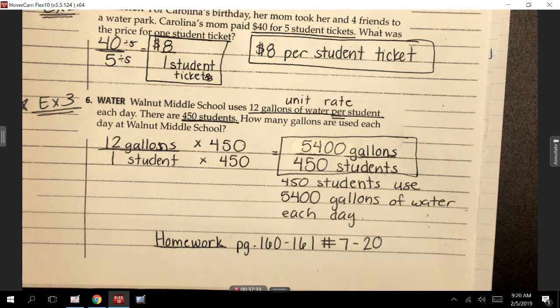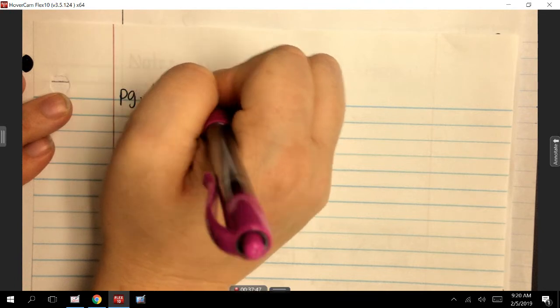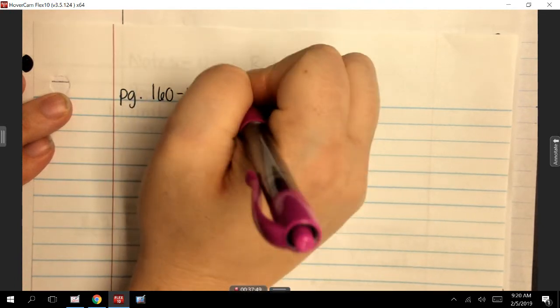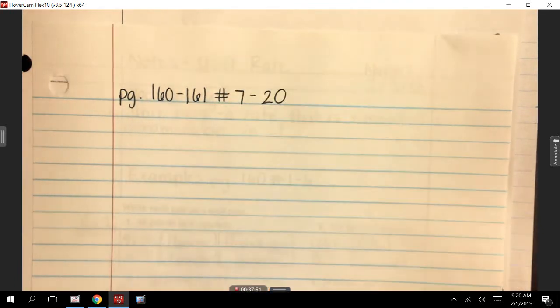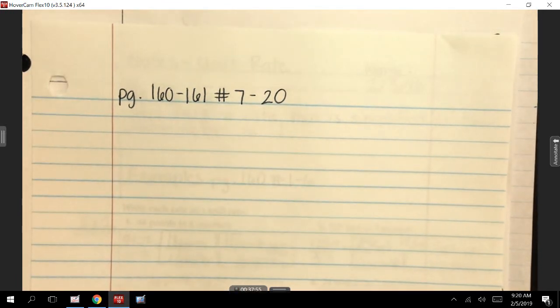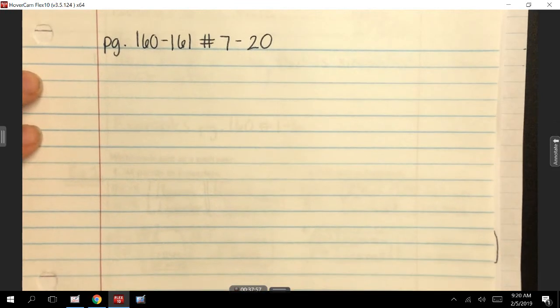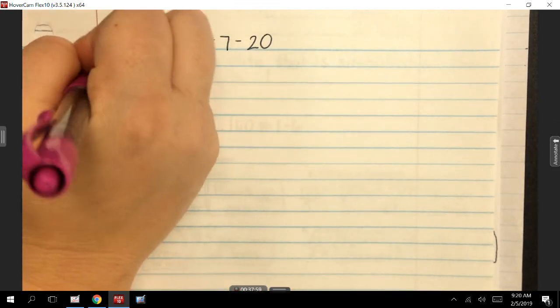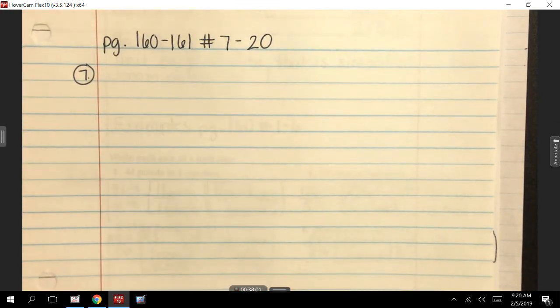All right, guys, sorry. I was trying to get up here to set up that first problem with you real quick. What I've noticed, guys, on your homework, y'all are just starting your numbering. Please, at the top of your paper, write down what this is. So this is page 160 to 161, numbers 7 through 20. Please make sure you're writing that down, or else when you're looking back through your homework, you don't know what assignment it is. All right? And then we're going to start at number 7, so I'm numbering number 7.